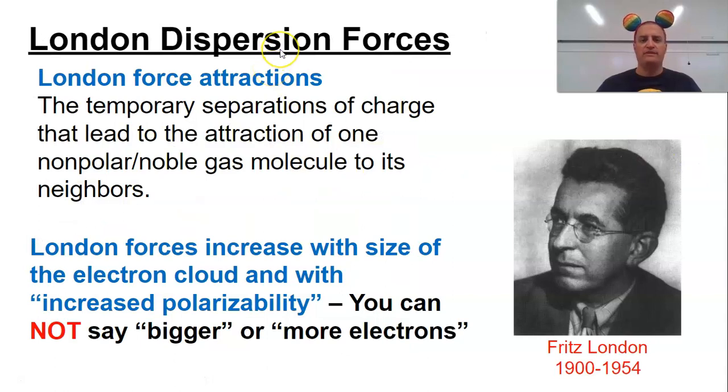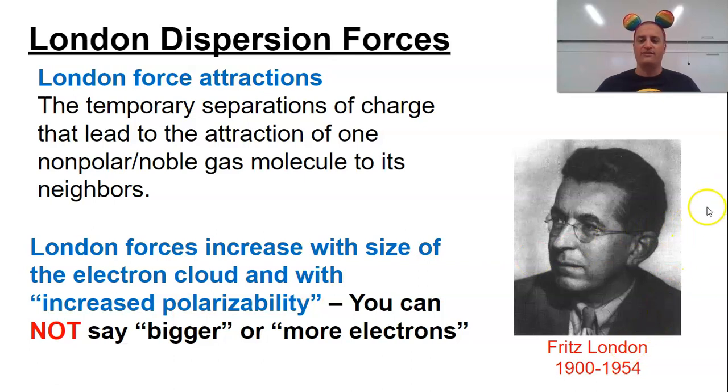Now we come down to our weakest one, London dispersion forces. London forces, very temporary separations, always found with noble gases and nonpolar molecules. They increase with the size of the electron cloud, not with increased polarizability, I believe. Whew, English is hard. So London forces, the bigger the cloud, the more polarizable it can be. Don't just say bigger or more electrons. Try to get this phrase down, even though I can't get it down verbally. I could probably get it down on paper.